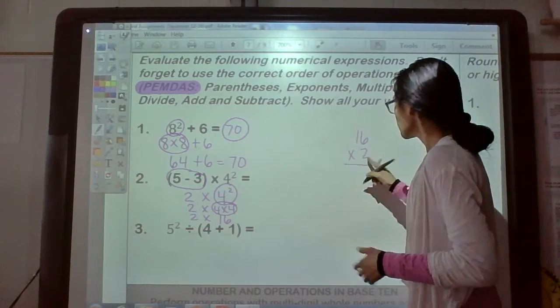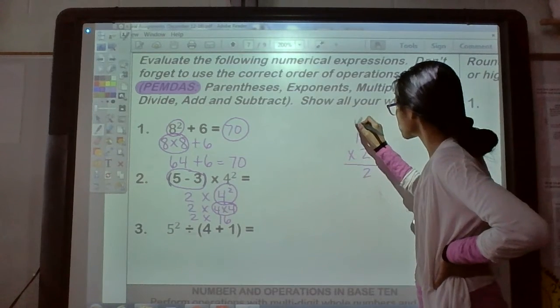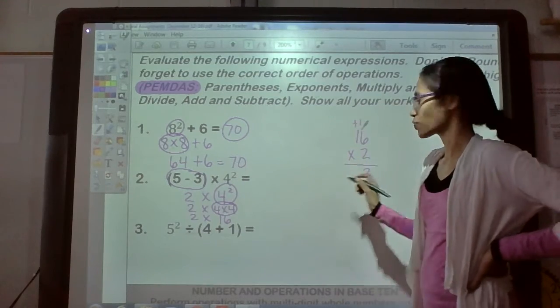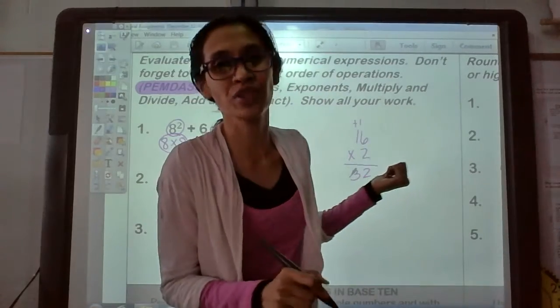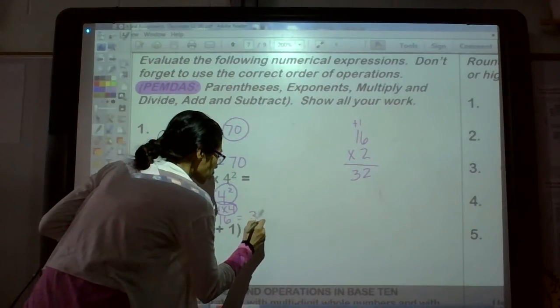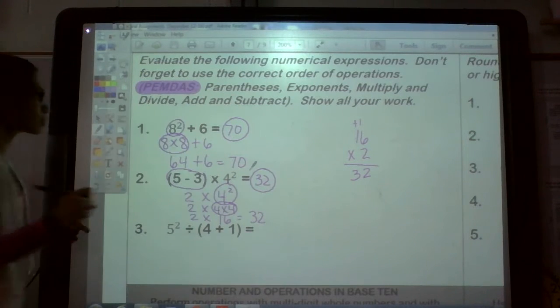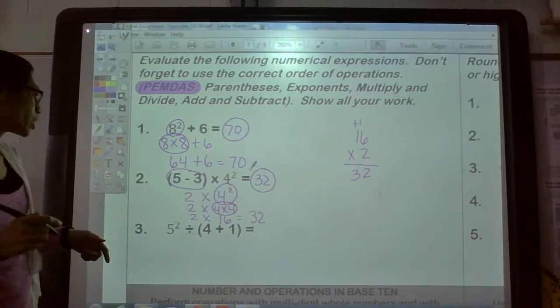16 times 2. 2 times 6 is 12. Write the 2 plus 1. 2 times 1 is 2 plus 1 is 3. 32. Thumbs up if you knew that. You knew that without having to work it out. Awesome. 2 times 16 is 32. That is your answer. Bam, I will circle that right there. And moving on to number 3, let's read that expression.